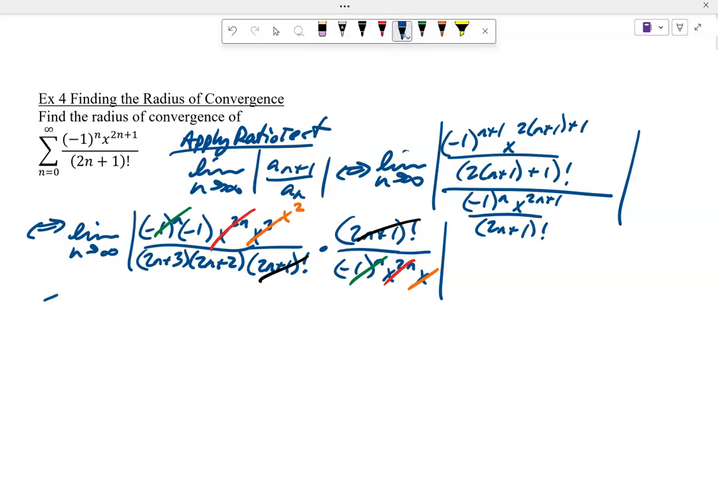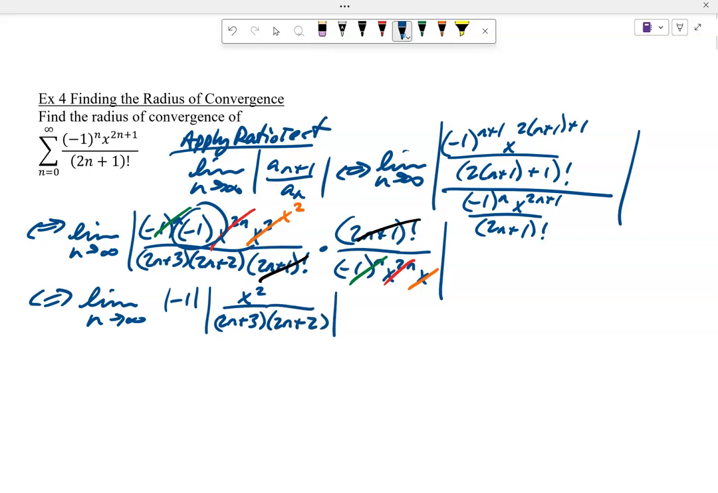So it looks like we've got limit n goes to infinity. I've got an x. Well, I've got -1 as well. Let me do this. I got absolute value -1, absolute value of x squared over 2n plus 3, 2n plus 2. Absolute value of -1 is just 1.